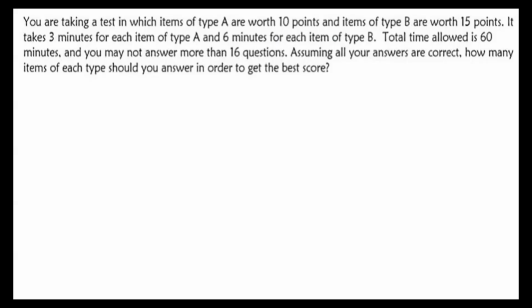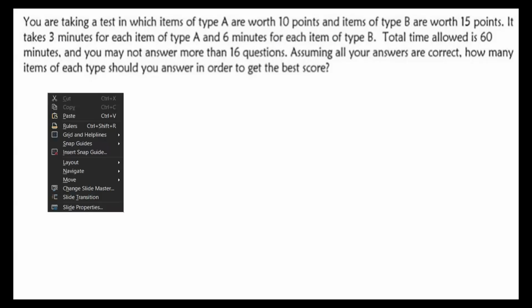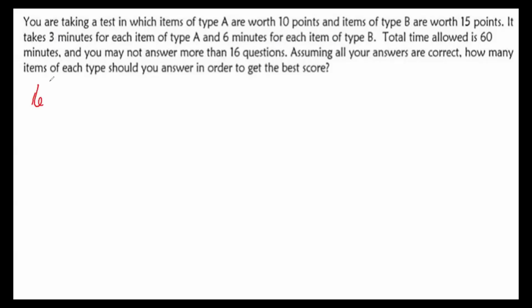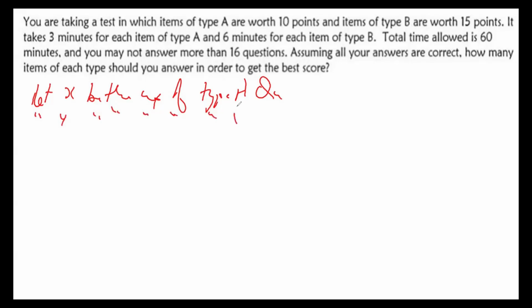And here's an assumption: you have to get all of these right. How many of each type should you answer in order to get the best score? So you go through the steps. You want to define the variables. Let x be the number of type A questions. Let y be the number of type B questions, right?